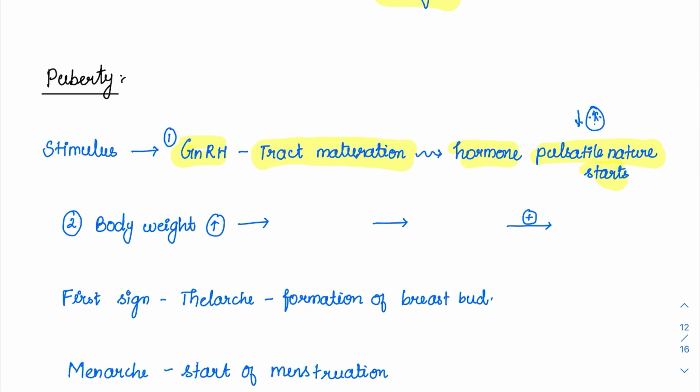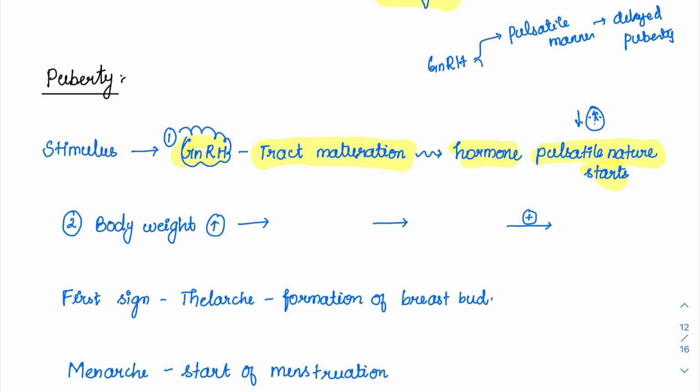That's why, using the same GnRH, we can treat both precocious puberty and delayed puberty. If it is a delayed puberty, what you have to do? You have to give it in a pulsatile manner. Pulsatile manner in case of a delayed puberty. So whenever it is pulsatile, then it will activate the GnRH axis, GnRH FSH axis.